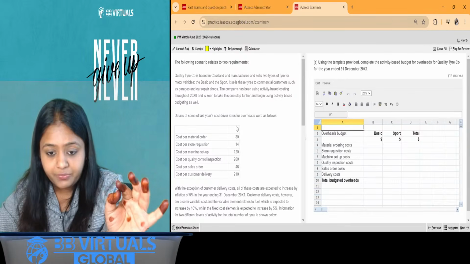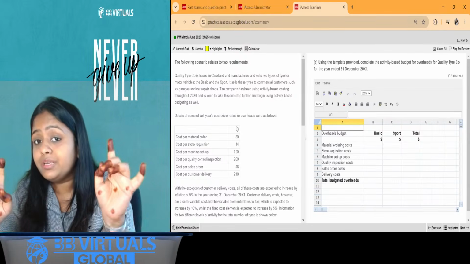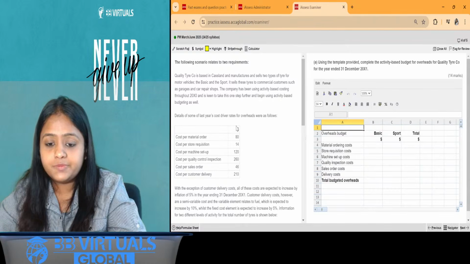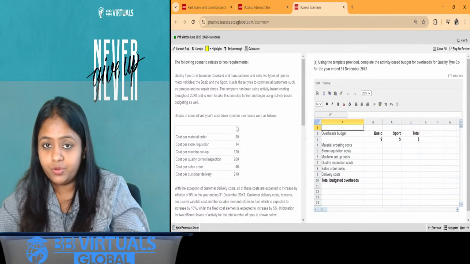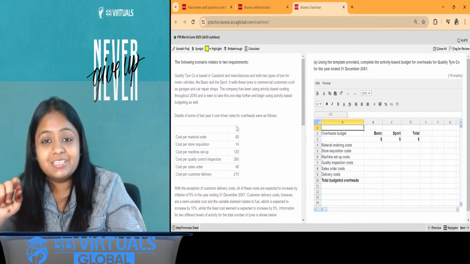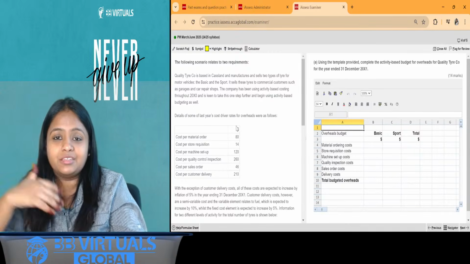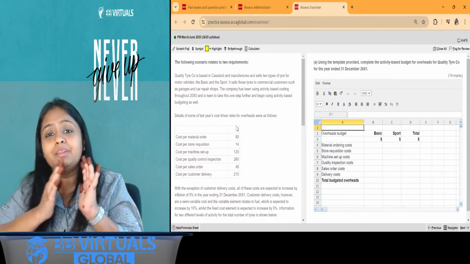Quality Tire Company is based in Castland. Look at the speed with which I'm reading. I'm not in a hurry. I'm not saying Quality Tire Company is based in Castland, the manufacturers and the sales, two types of. We all do this, right? When you're doing questions, you are reading it in this way only. Don't do this, because this will make you read 5 times. And the way I'm reading, I will only read 1 or maximum 2 times. So look at the time that I'm saving.